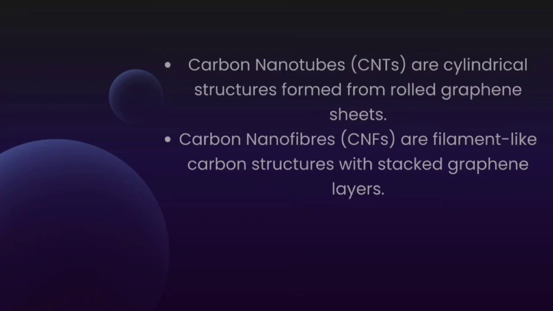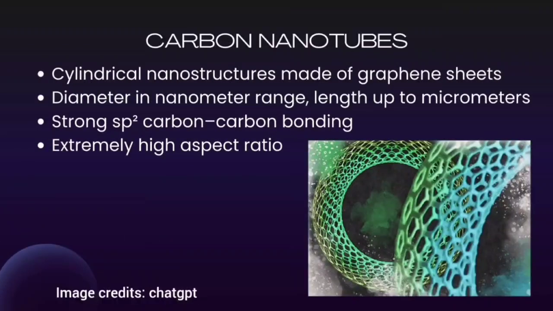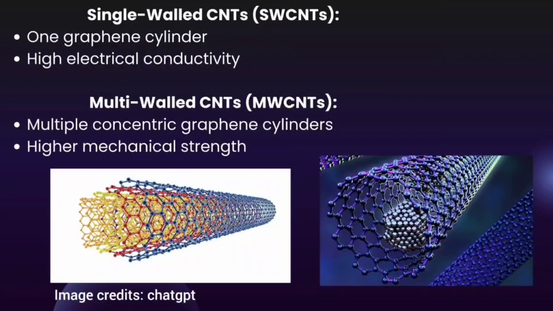Carbon nanotubes are cylindrical structures formed from rolled graphene sheets, and carbon nanofibers are filament-like carbon structures with stacked graphene layers. So moving to carbon nanotubes. They are cylindrical nanostructures made of graphene sheets. The diameter is in nanometer range, length up to micrometers, and strong sp2 carbon-carbon bonding, and also they have extremely high aspect ratio.